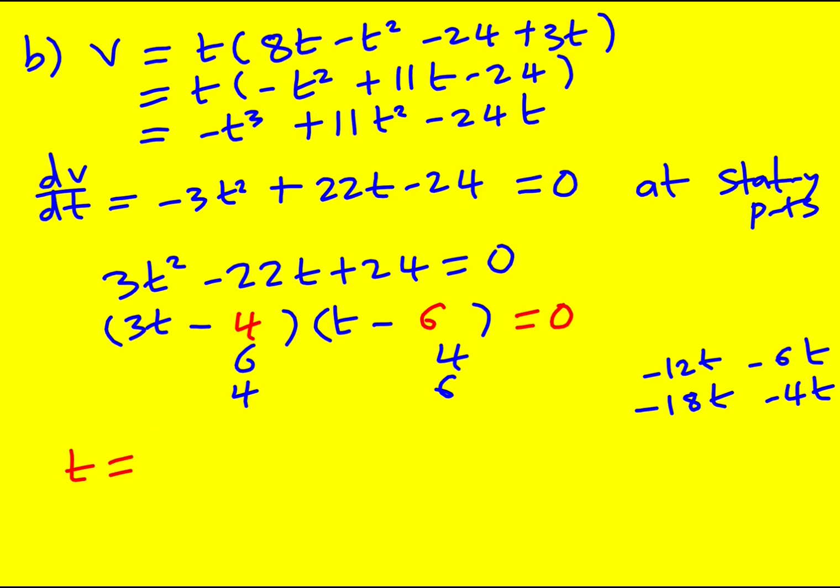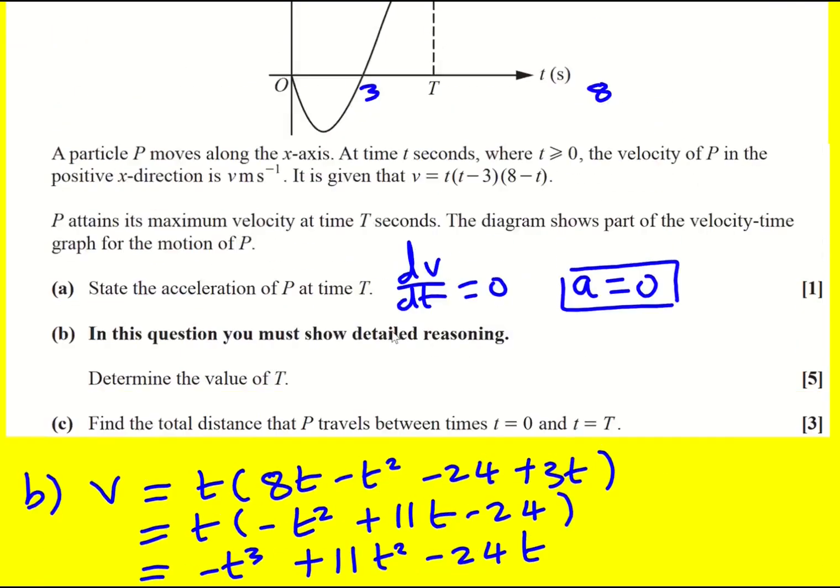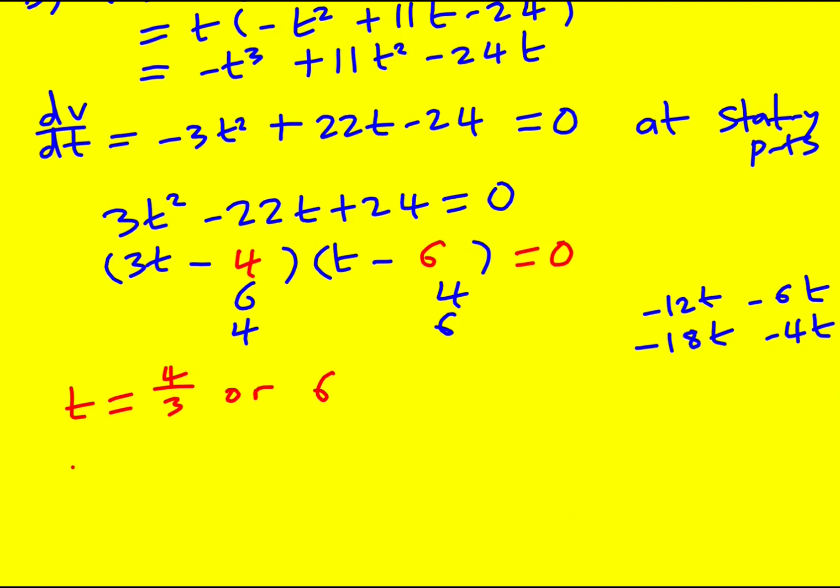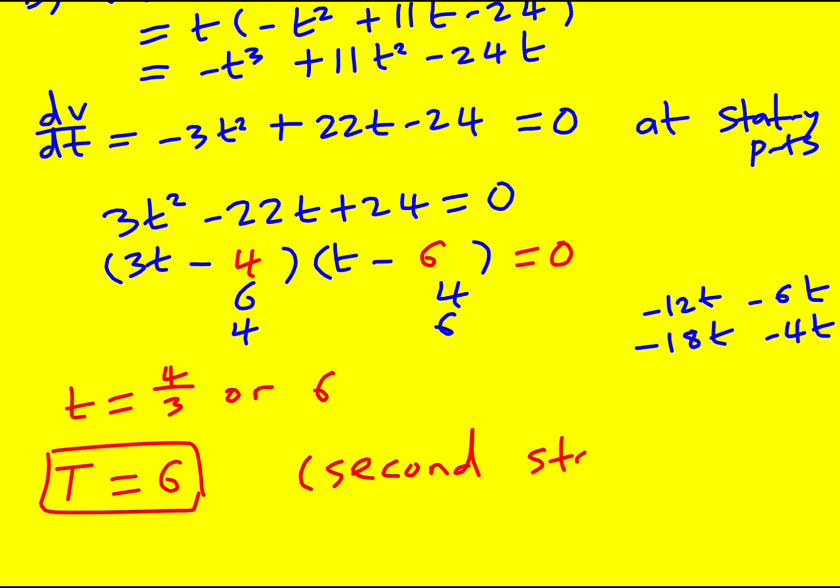So t is going to equal 4 over 3 or 6. And looking at the graph, we can see the first stationary point is going to be the 4 over 3, and t is the second one, t is going to be 6. We don't need to show that it is a maximum or anything, just looking at the graph is enough in justifying it, I think.